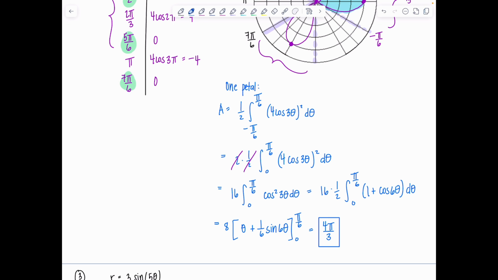Okay, perfect. That's for one petal. If they wanted the entire graph, I wouldn't even mess with doing an integral. Again, I would just say it's 4 pi over 3 times 3, so 4 pi. Good?